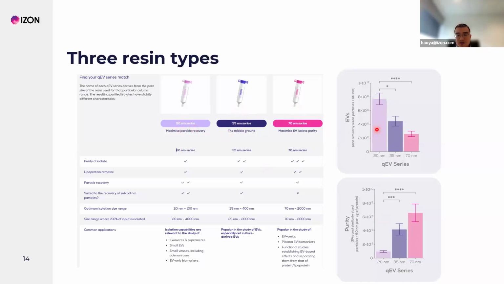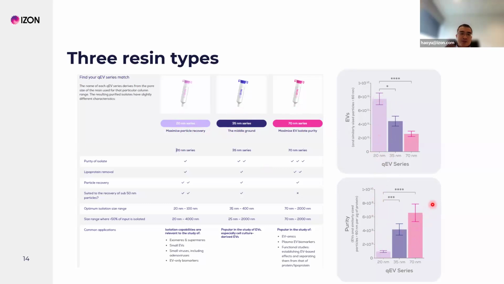And then you can see this is different on the opposite side. The highest yield comes with the lowest purity. You can see the lowest is less than 2E9 particles per microgram protein. For the 35 nanometer resin, the purity is in the middle, around 4E9. And the 70 nanometer resin gives you the highest purity, which is around 6E9.